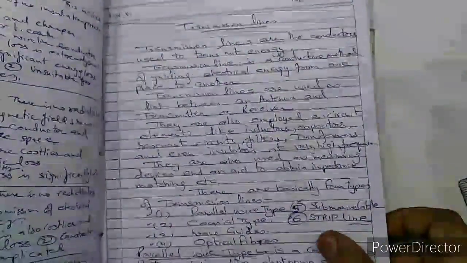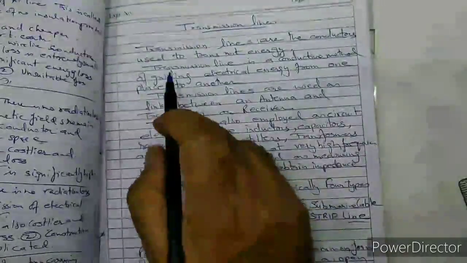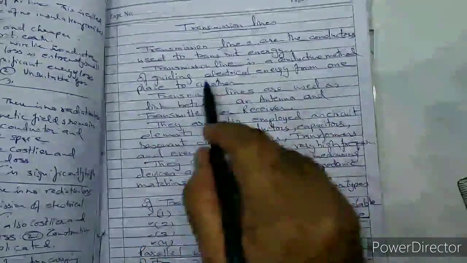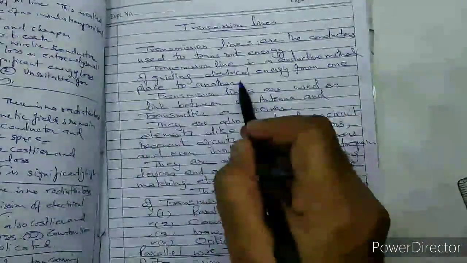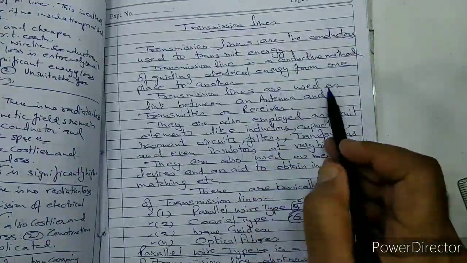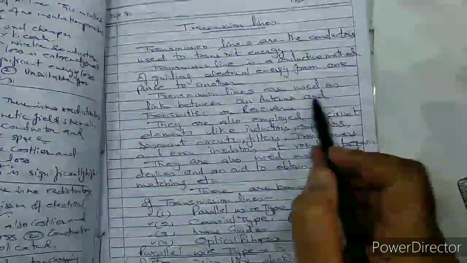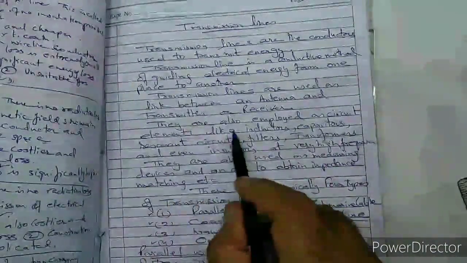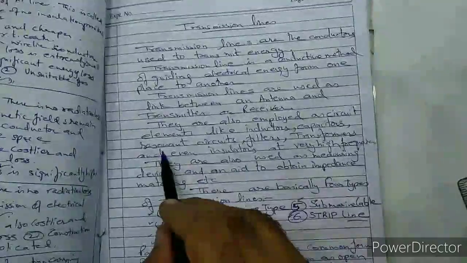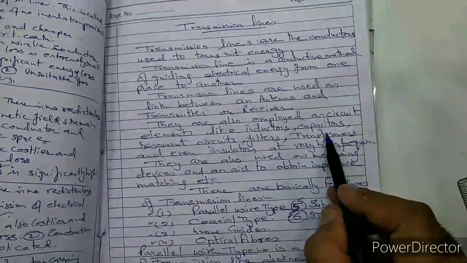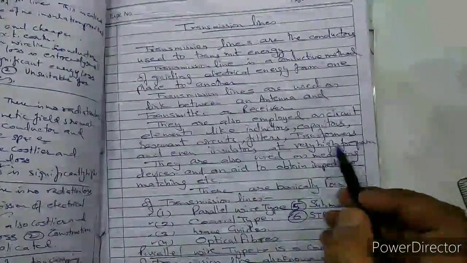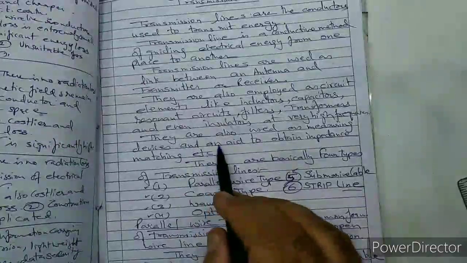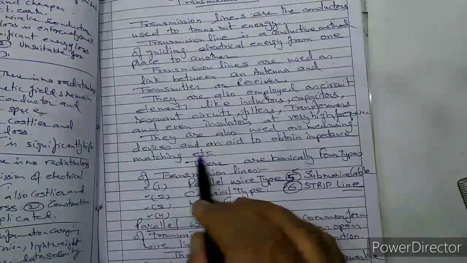Transmission lines are the conductors used to transmit energy. A transmission line is a conductive method of guiding the electrical signal from one place to another. Transmission lines are used as a link between an antenna and a transmitter or receiver. They are also employed as circuit elements like inductors, capacitors, resonant circuits, filters, transformers, and even insulators at very high frequencies. They are also used as measuring devices and an aid to obtain impedance matching.